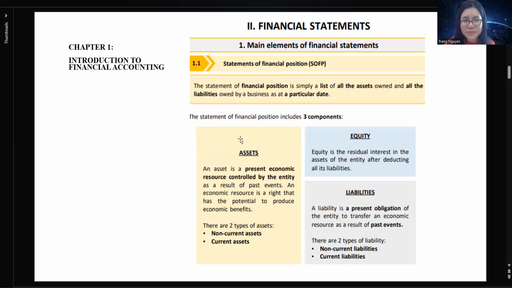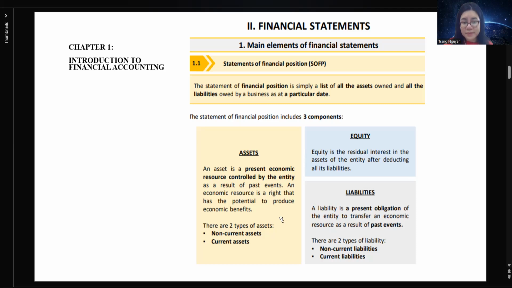An asset is a present economic resource controlled by the entity as a result of past events. An economic resource is a right that has the potential to produce economic benefits. And there are 2 types of assets. There are non-current assets and current assets.